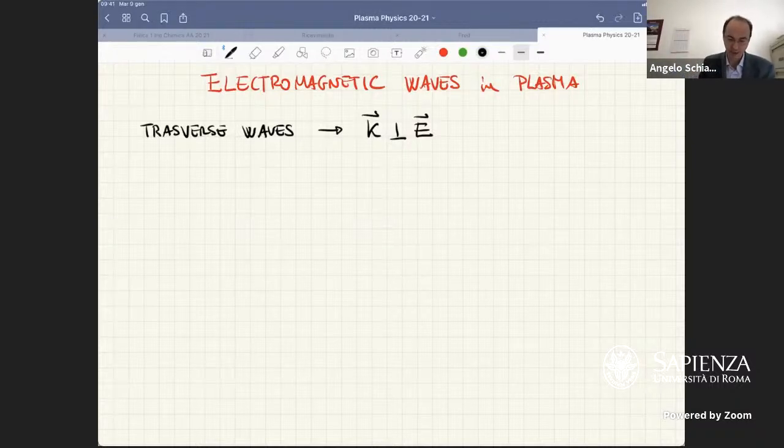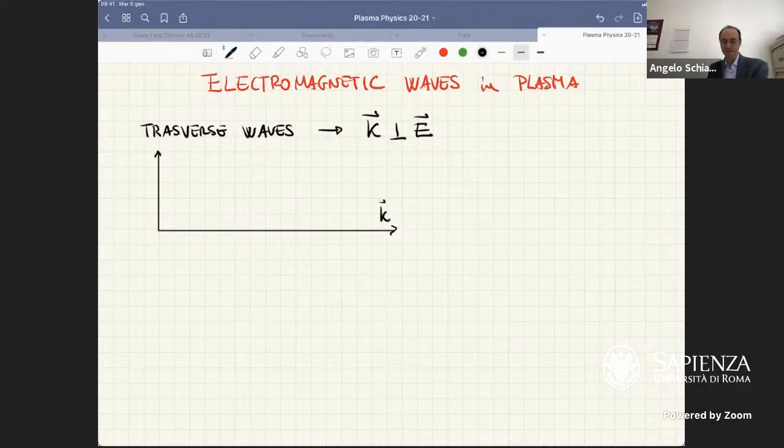So let's analyze what is happening when an electromagnetic wave, as we know it, is interacting with an electron particle which is at rest in the plasma. So let's draw this cartoon where we have the propagation direction of the wave. Let's call it K direction.